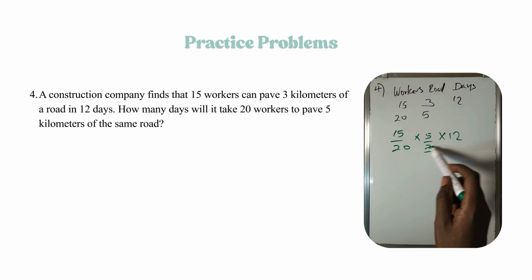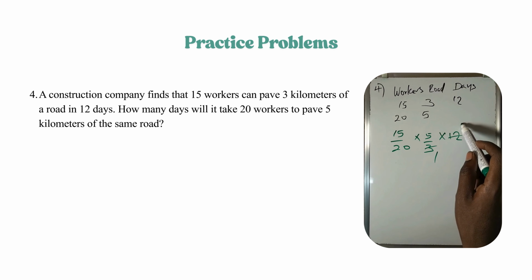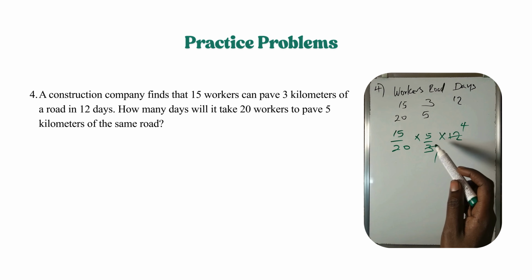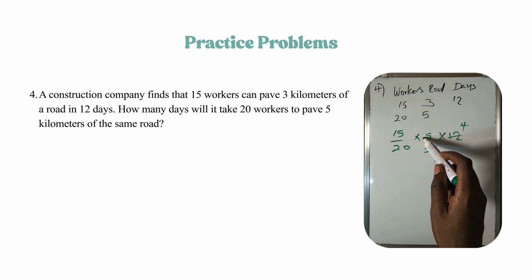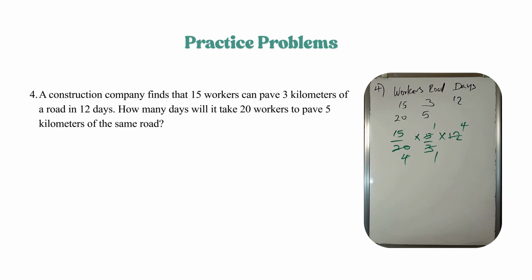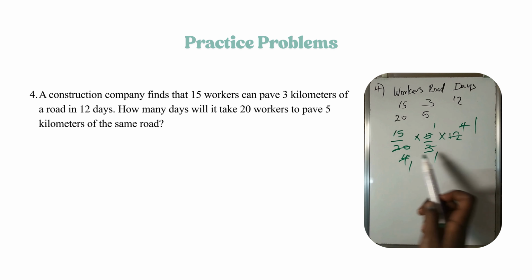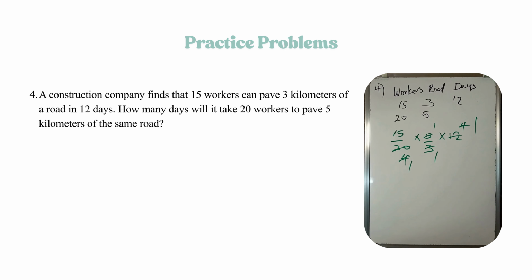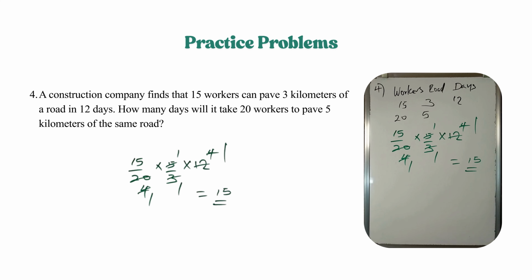Let's start by 3. 3 here is 1, 3 here is 4, 5 here is 1, 5 here is 4, and then 4 here is 1, and 4 here is 1. And down here we have 1 times 1 is 1, and up here we have 15 times 1 times 1 is 15. So our answer is 15 days. We write here 15. Our answer is 15 days.